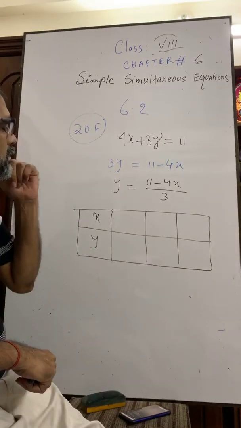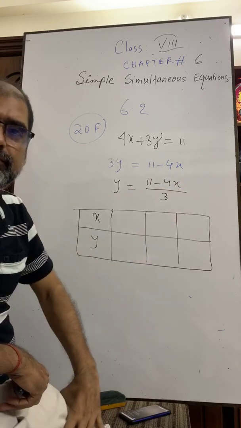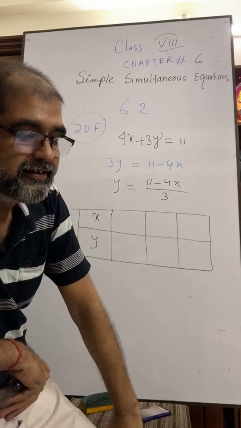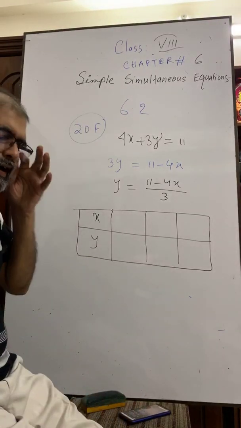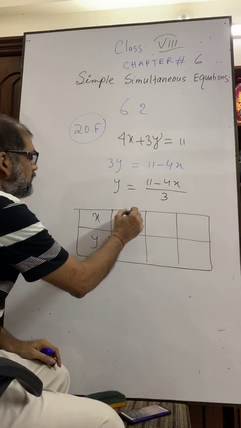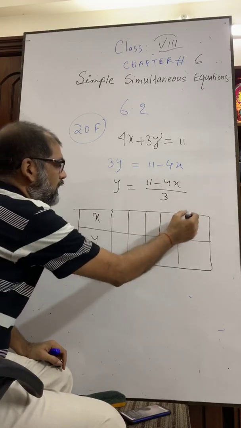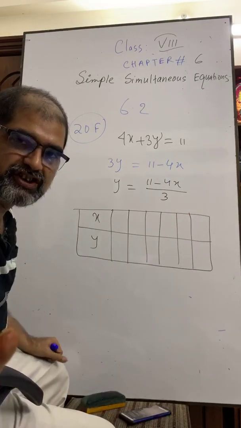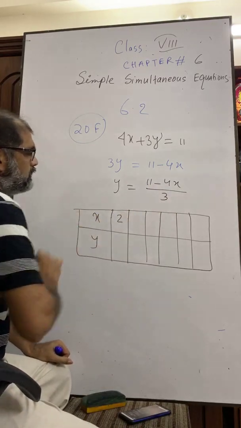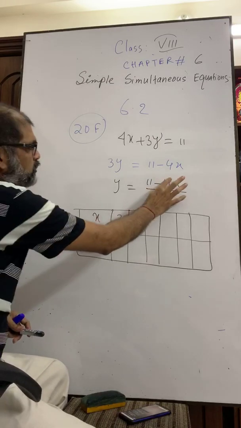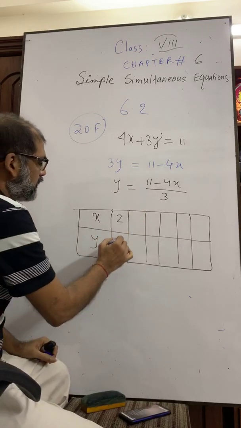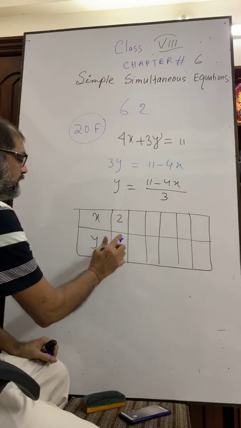Okay. Very good. x equals 1: 11 minus 4 equals 7 by 3, also a fraction. But if we get x equals 2, though not more than 3 points are required. If we get x equals 2, then 4 times 2 is 8. So 11 minus 8 equals 3. 3 by 3 equals what? 1. Have you got me? Yes.